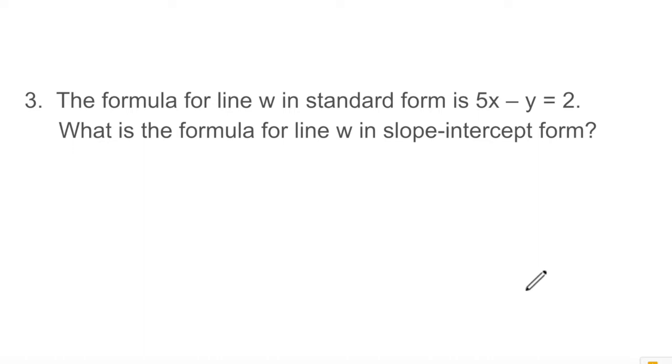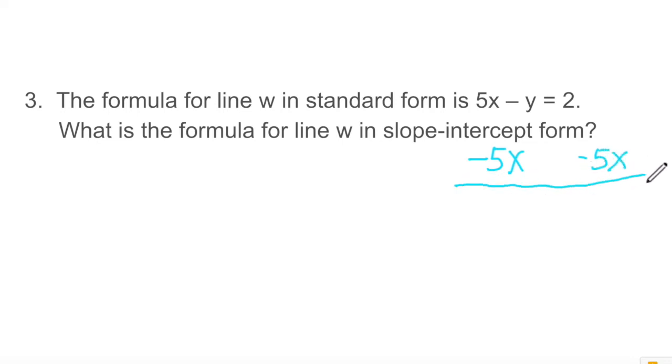The formula for line W in standard form is 5x minus y equals 2. Find the formula for the line W in slope-intercept. Okay, so we need to convert this to slope-intercept form. So let's see, we want to isolate the y on the left, right? So the first thing we're going to do is get rid of this x term. So we have a positive 5x. What are we going to do to get rid of that? Well, we're going to subtract 5x, right? Minus 5x on both sides. So minus 5x over here.